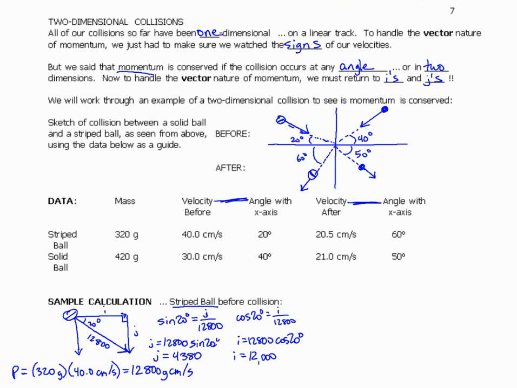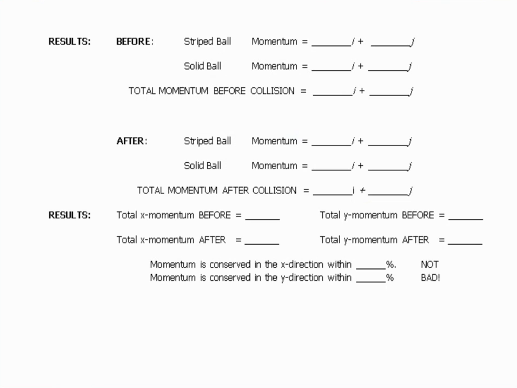And if you look here, just a little bit below, we have a place for this data to go. So we found the momentum to be horizontally 12,000, and it's moving left to right. We're going to call that positive. And then its vertical component, it is moving from the top of the page towards the bottom of the page. So we're going to call that negative 4,380.